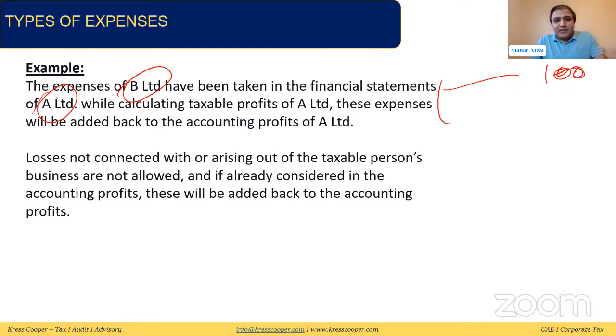Losses not connected with or arising out of the taxable person's business are not allowed, and if already considered in the accounting profit, they will be added back. So in the accounting profits of any company, if any expenses have been deducted to arrive at the accounting profit which were not allowed for tax purposes, these expenses will be added back to arrive at the taxable profits.